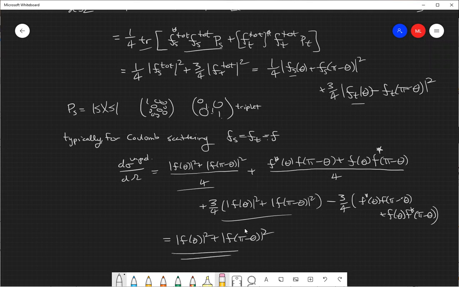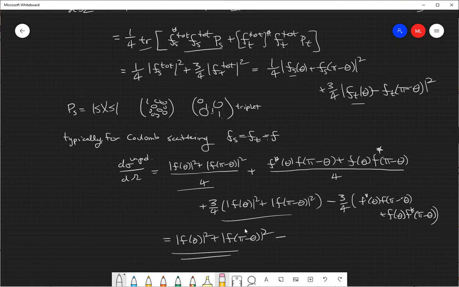And remember, this part would be what you would get for scattering 2 distinguishable particles, right? That would just be, if you don't care which one went in which detector, that would be what it is. You just sum up the probabilities of the 2 different kinds of processes of scattering. But in this case, we have an interference term.